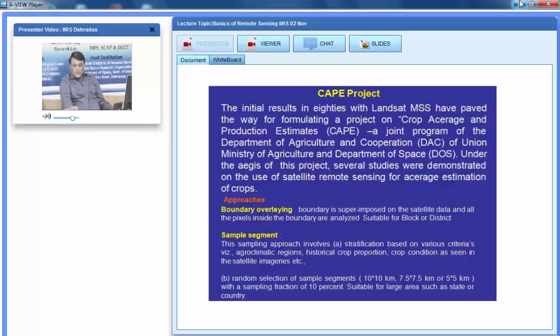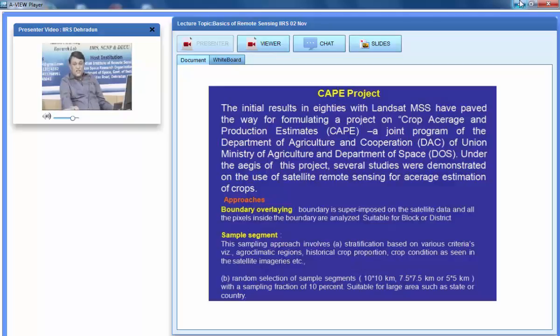Then there is crop condition. If you can interpret previous season imagery and derive how much agriculture crop there is, high, low, medium, you can produce different data based on the satellite imagery of the previous year.